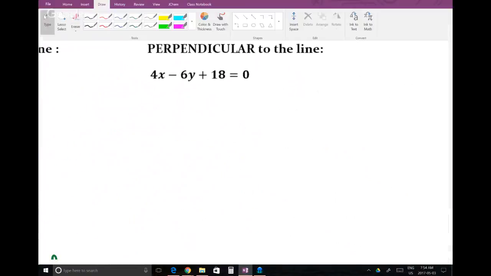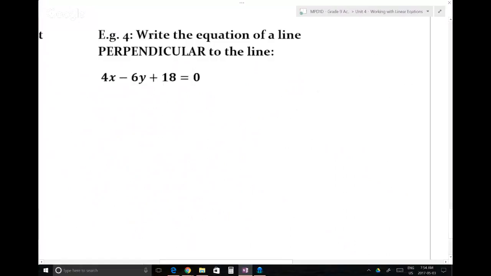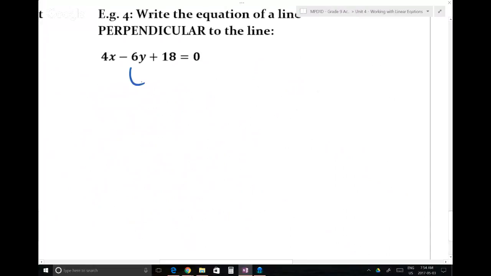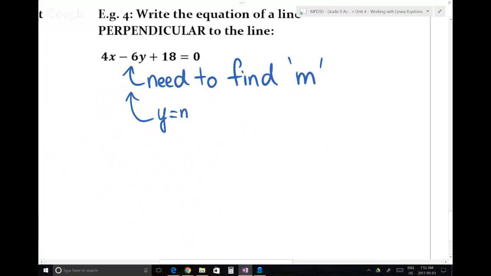And the last question, again, you can try this one on your own. Pause the video, and when we come back, of course, if we're going to write an equation of a line that's perpendicular to this, first we need to know the slope. So we need to find m, rather. And to do that, we need to manipulate this so it's in the form y equals mx plus b. So we're just going to rearrange it.